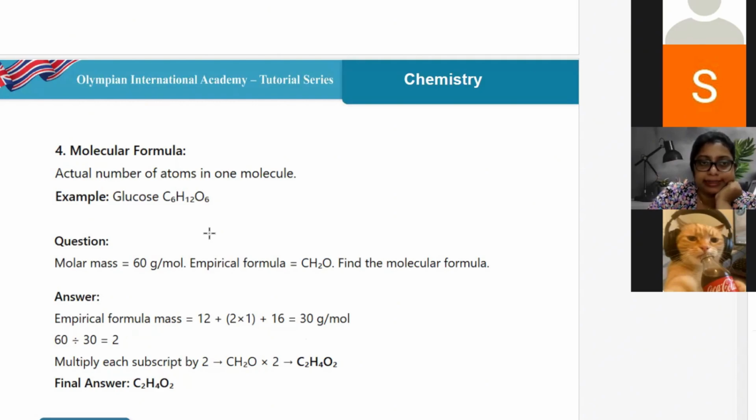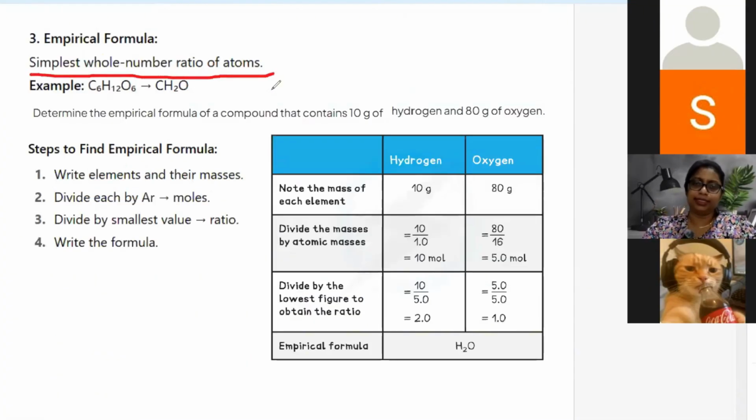Now in the fourth point, let's highlight the key point given. Molecular formula means the actual number of atoms in one molecule. Highlight that. In the third point, highlight simple whole number ratio of the atoms.